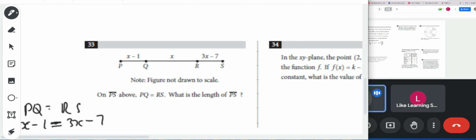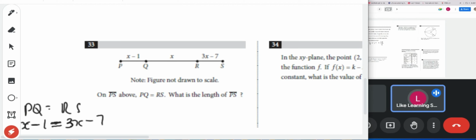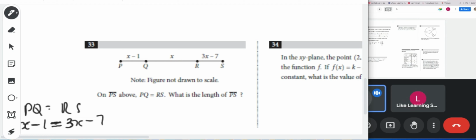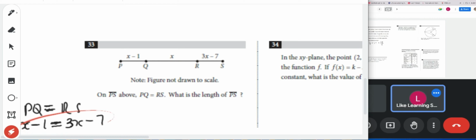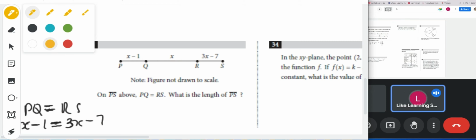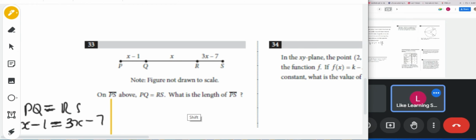What we're looking for is P to S. Is Q to R equal to X as given? Yes. So P to S is x minus 1 plus x plus 3x minus 7. Why not just find x first, so that you don't complicate this?